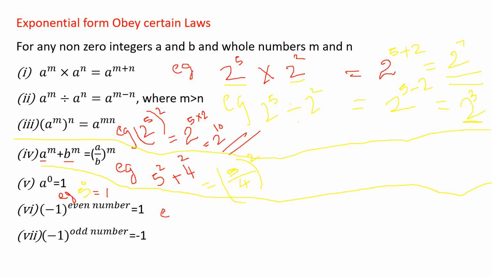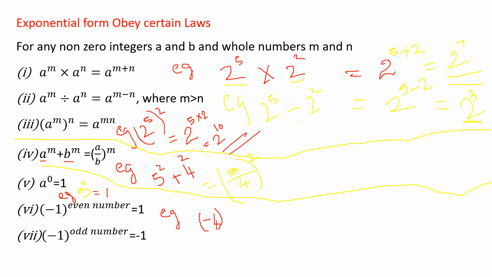And the sixth one, minus 1, the whole power even number, equal to 1. So the meaning, for example: minus 1 is a negative number. Here I am taking minus 1, but it can be any negative number. I am writing here minus 4.